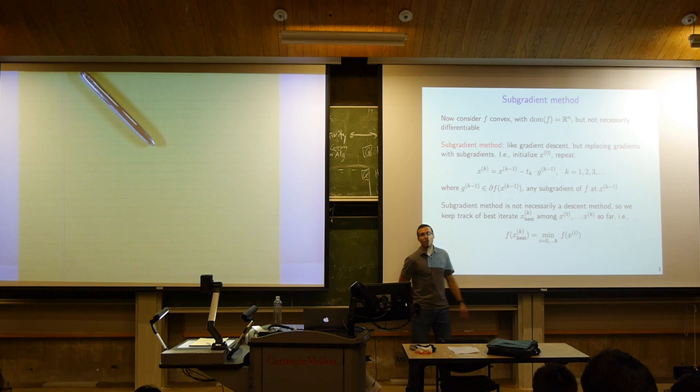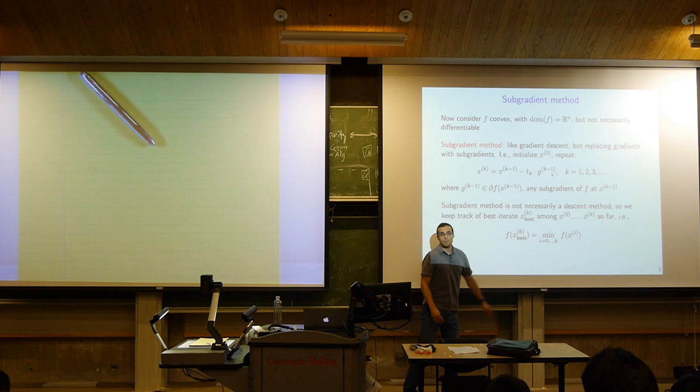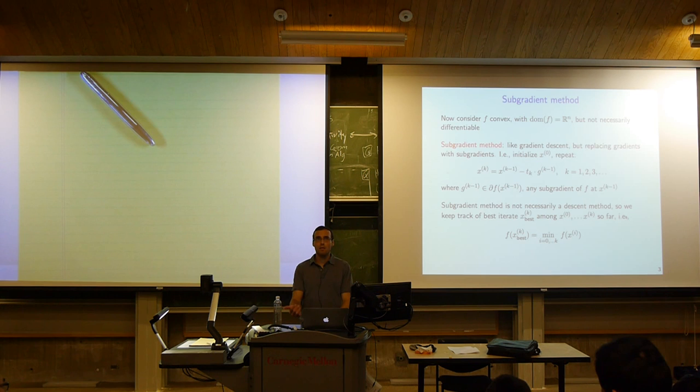Just repeatedly evaluate a subgradient of our criterion at the current point. That's called g_{k-1}. And we update in the direction opposite to that subgradient, where t_k is a step size. Okay. And we saw that it wasn't necessarily a descent method. We saw it through an example in which the criterion bounced up and down as we proceeded.